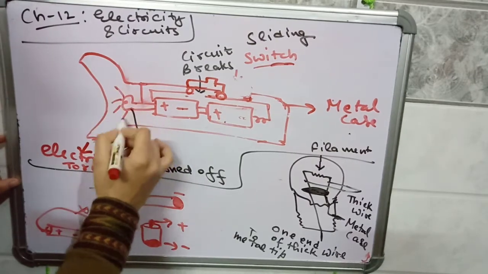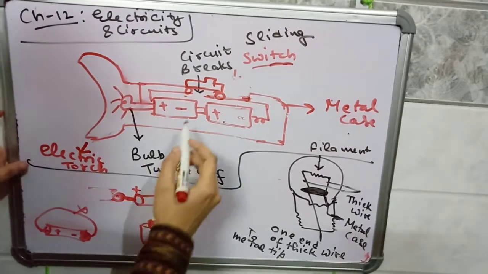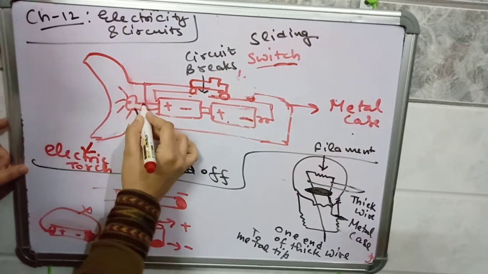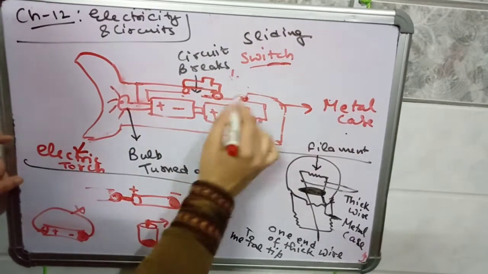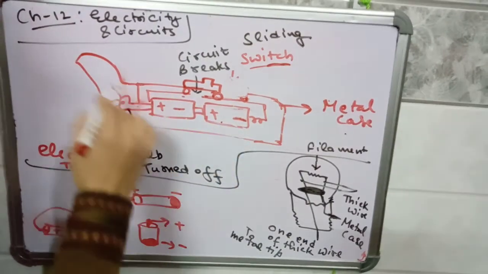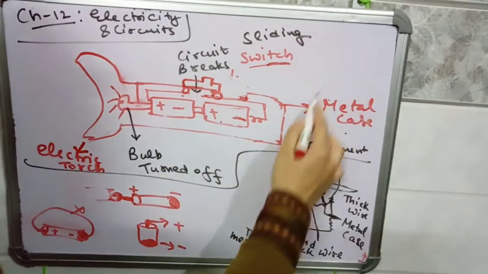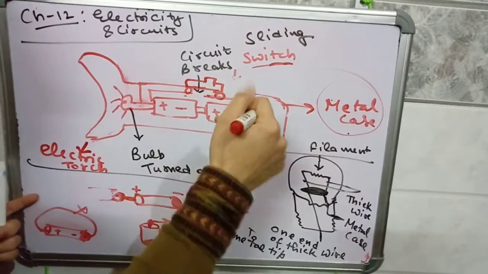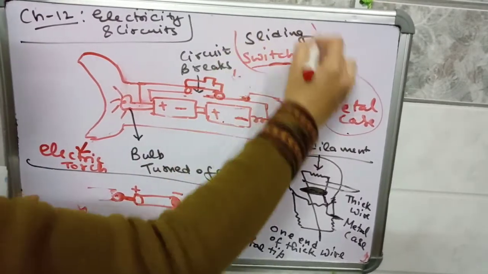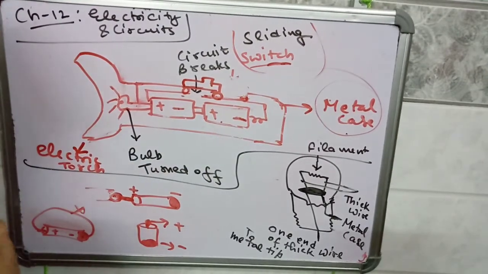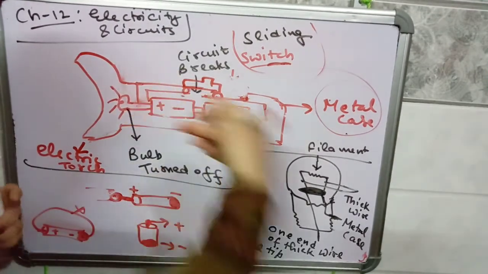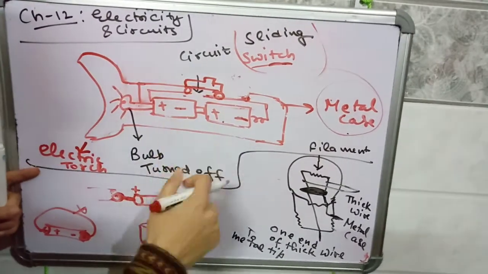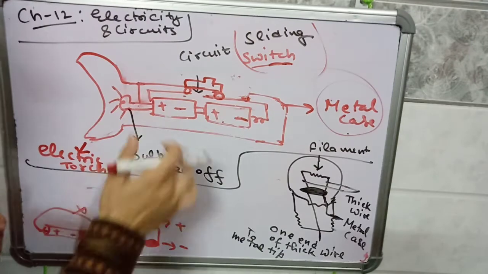Okay, here the bulb is connected, here is the metal casing. These cells are connected to the bulb, which is connected to the switch. And this is the whole arrangement, and it is protected by a metal case on the outer part. So cells are present, the switch is present, the switch has a sliding arrangement. So the switch is of which type? Sliding switch. When the switch moves in the backward direction, the circuit breaks, but when the switch is moved in the forward direction, the circuit will complete and the bulb will glow.